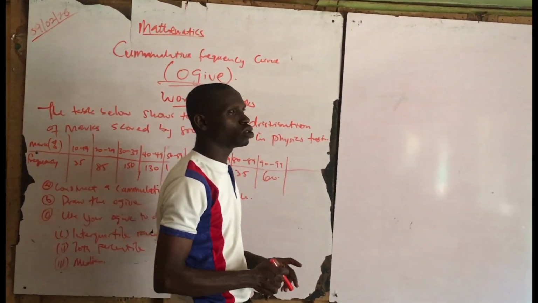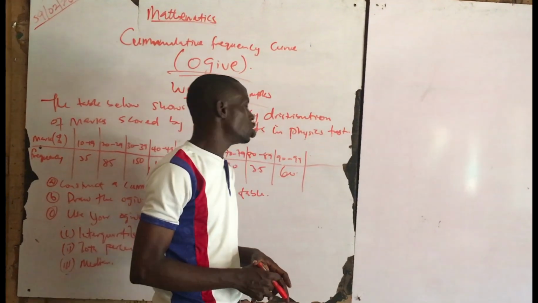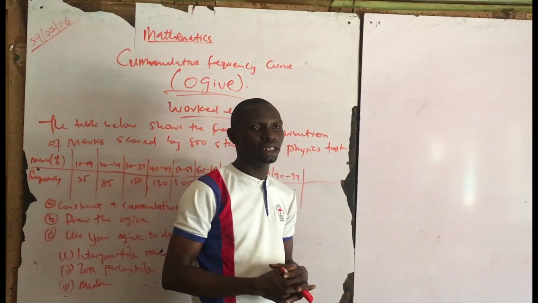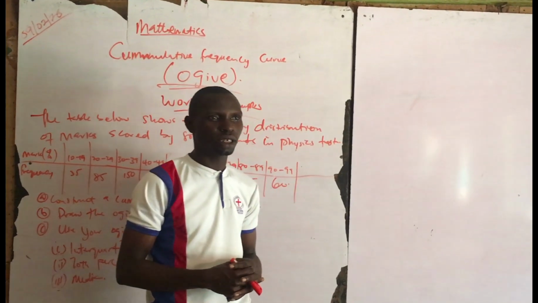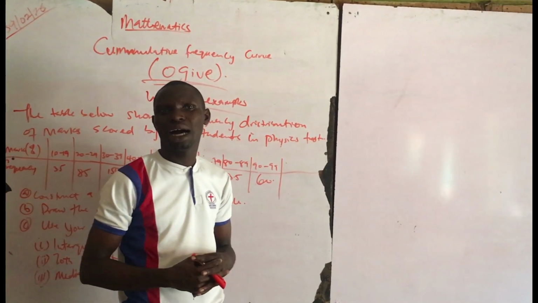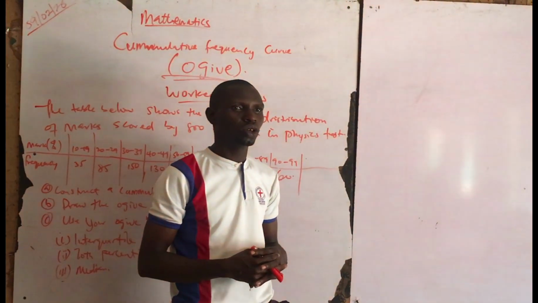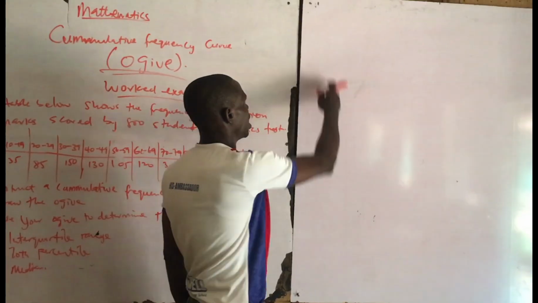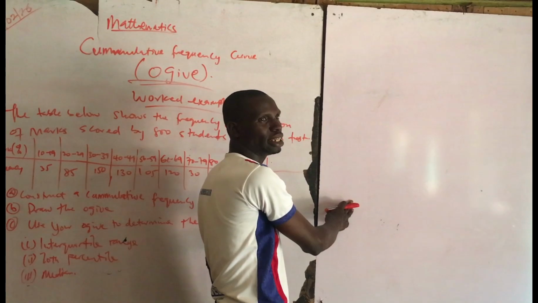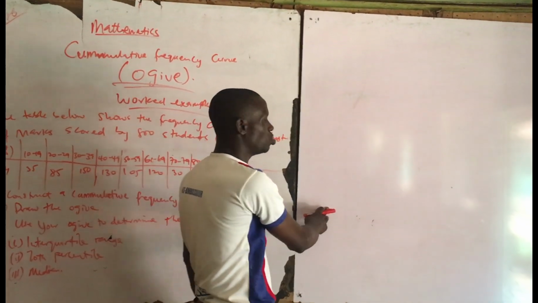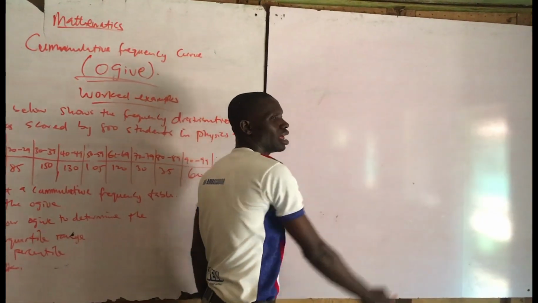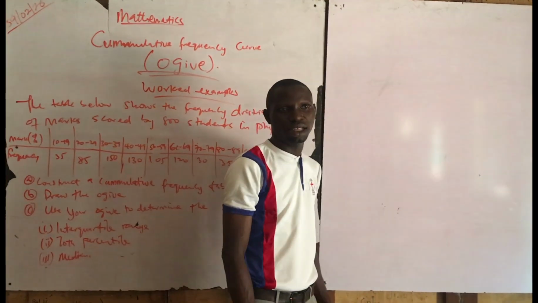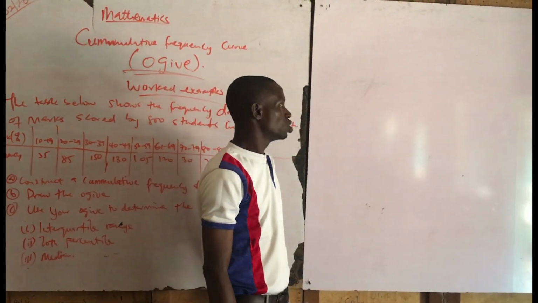Understand that if you want to plot the graph, you need to plot the upper class boundary against cumulative frequency. The cumulative frequency will be at the vertical side, then the upper class boundary will be at the horizontal side. Do we understand that? Yes. Okay, so let's quickly see.